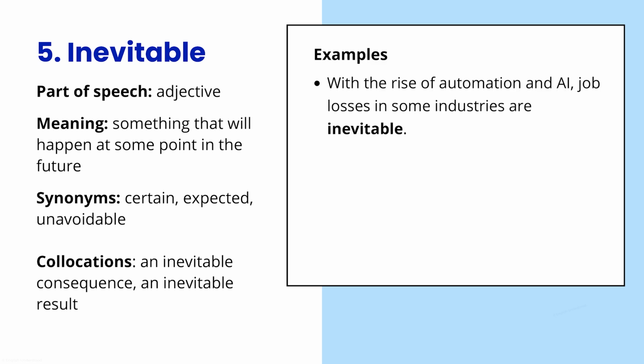So here's the first example. With the rise of automation and AI, job losses in some industries are inevitable. So that means there will be some job losses in some industries. We don't know when it will happen. It could happen in a year, it could happen in 5 years, but it will happen.